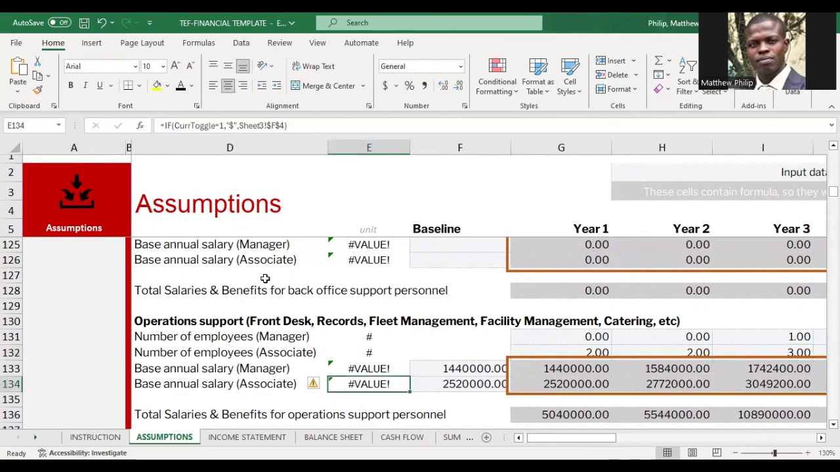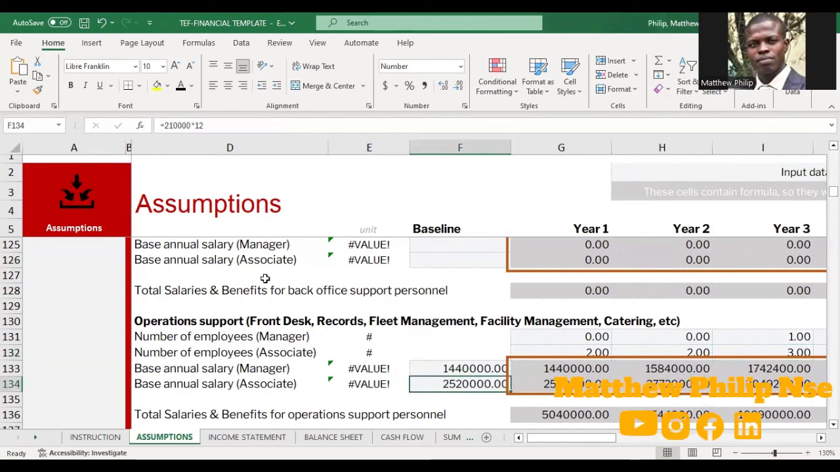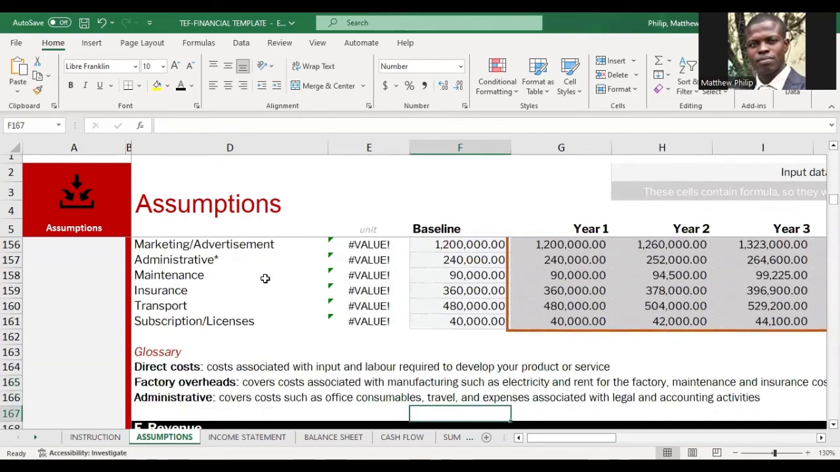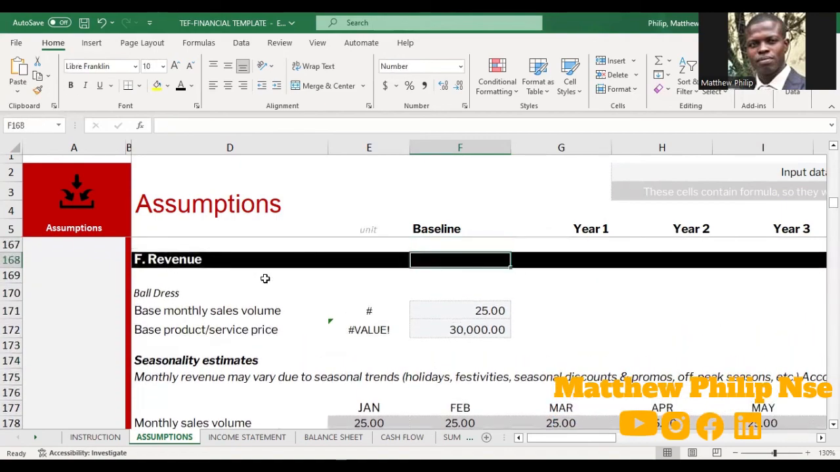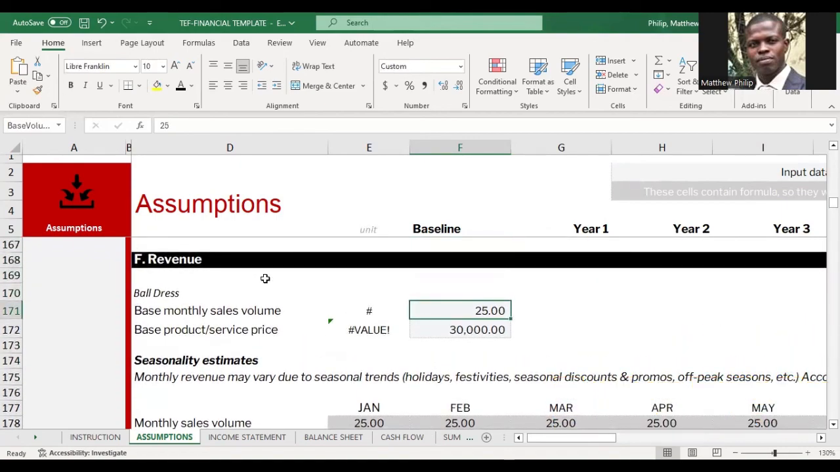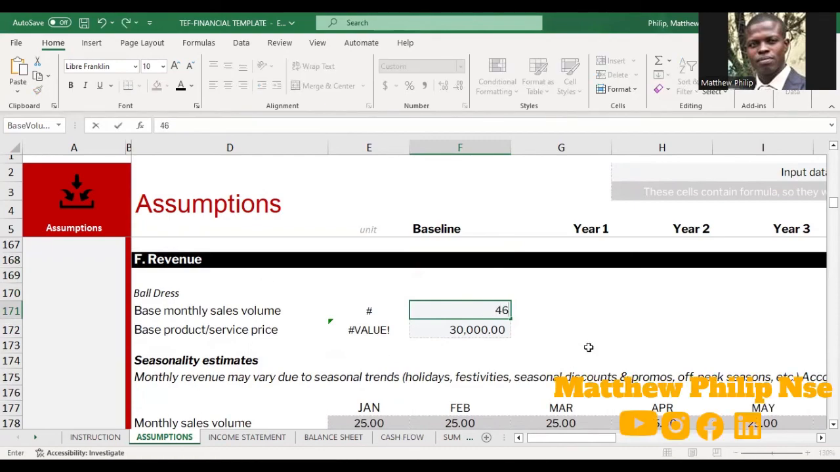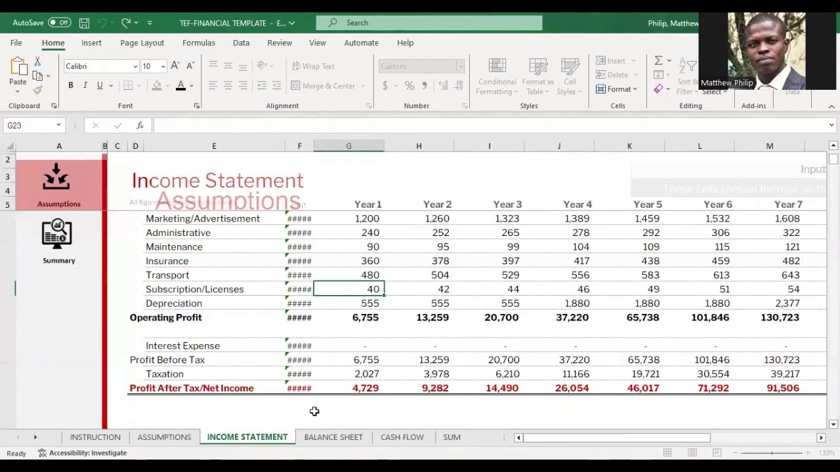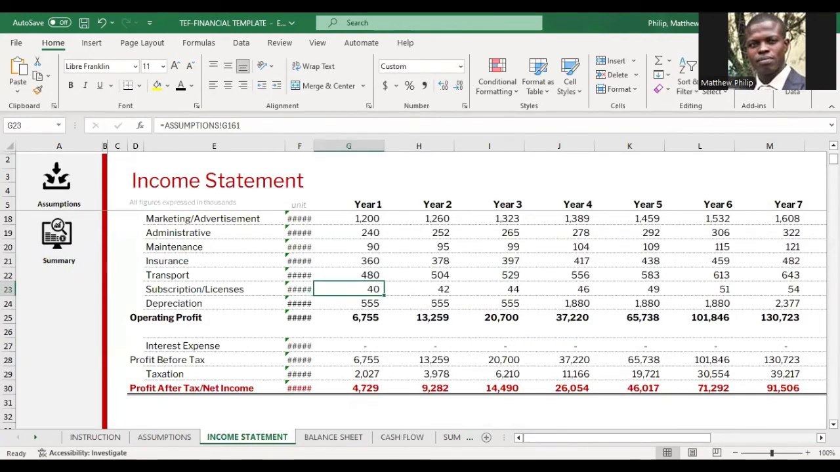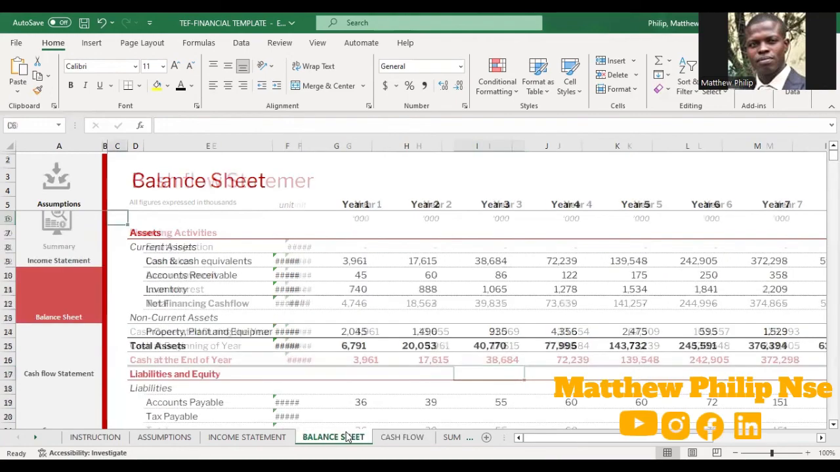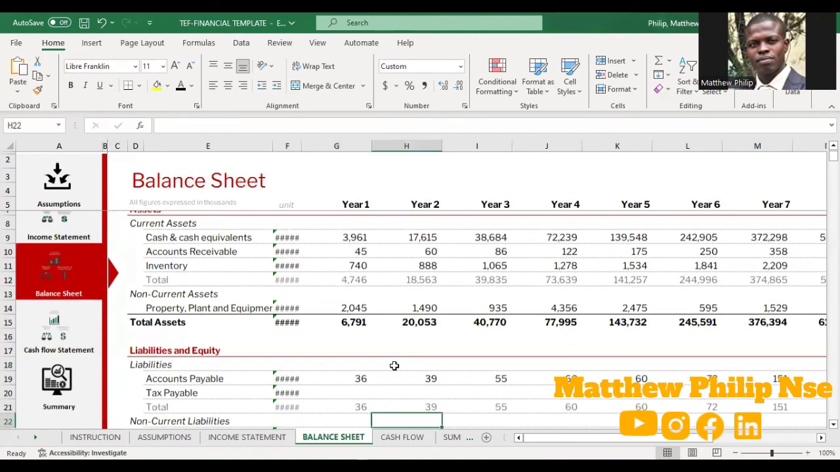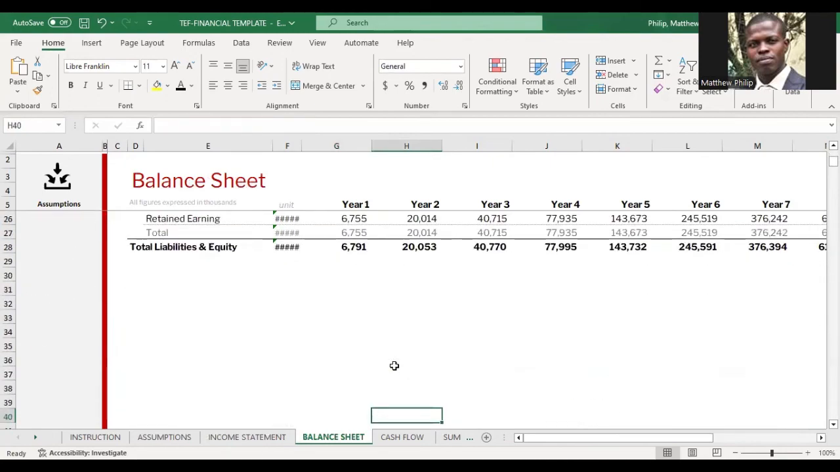Another thing I would do is either increase my price or increase my sales volume projection. For the sales volume, I would increase board dress to, let's say, 45 or 46. Let's be at 46 per month. Now let's come back and check. Good. But this is still not okay until you confirm your cash flow. Now we have positive cash flow throughout. That means this is good to go. Check your balance sheet. Is it balanced? Yes, perfect. The balance sheet is balanced.